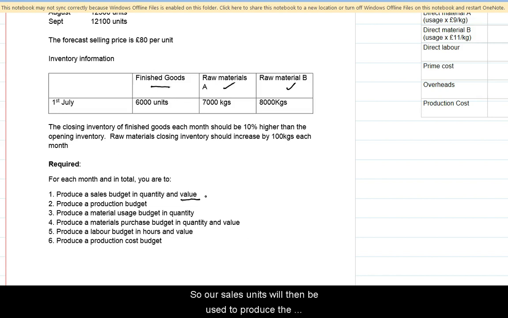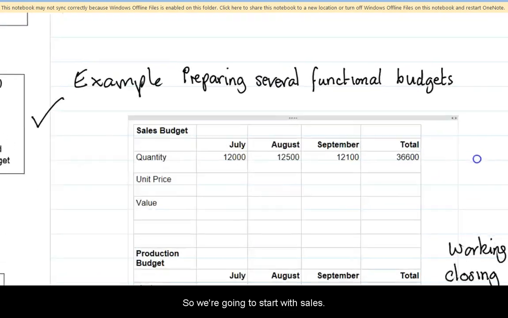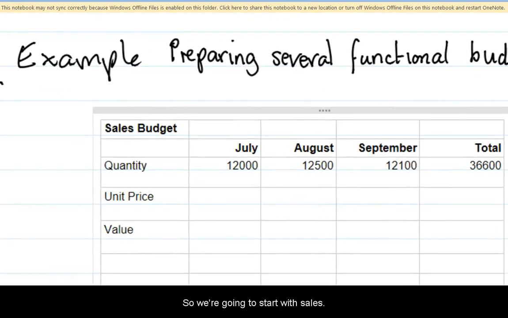So our sales units will then be used to produce the production budget, and those production units will give us our material purchase budget and our labour budget. The material purchase budget figures will then be used to work out how much we're actually going to buy. All of those figures will then be pulled together into a production cost budget. So we're going to start with sales.